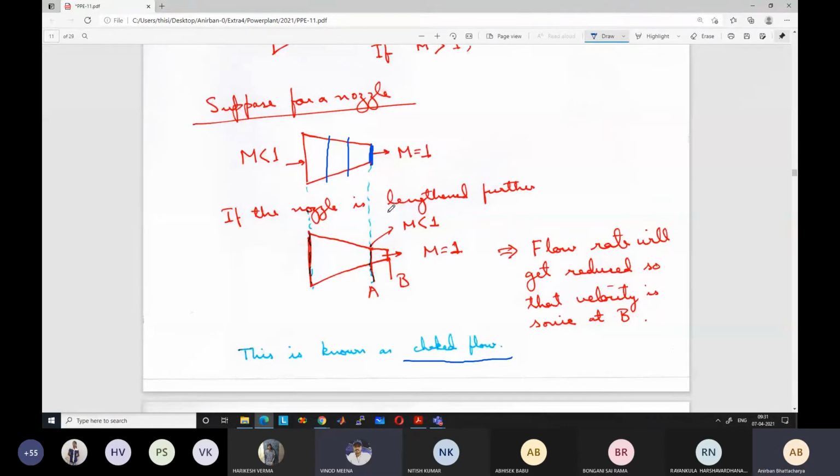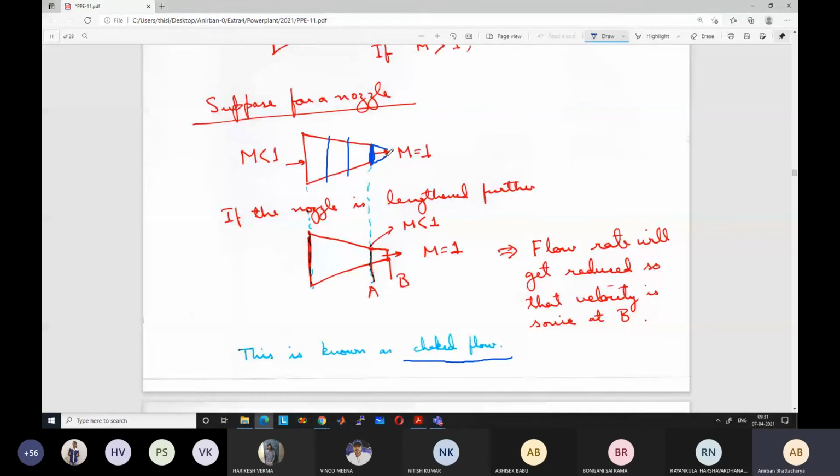So if the nozzle is lengthened further, say you have reached choked flow, like shown here, and at this point your velocity Mach number is equal to 1. Now I want to increase the nozzle length. I increase the nozzle length like this.